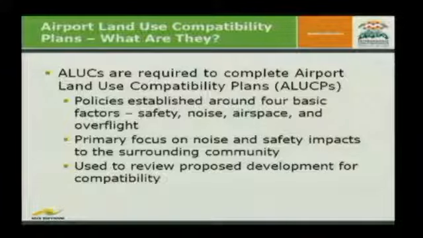So our policies in the airport land use compatibility plans are based around 4 factors: safety, noise, airspace, and overflight notification. And for purposes of land use planning, our primary focus is on noise and safety zones. The compatibility criteria that are developed based upon the noise and safety impacts associated with the airport are used to review proposed development in areas around the airport for compatibility.